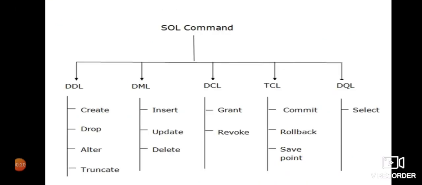In our previous topic, we discussed in detail what SQL commands are. What is SQL? It is a language used to create or manage databases. In SQL, we have five main categories of commands: data definition language, data manipulation language, data control language, transaction control language, and data query language. In yesterday's topics, we studied various commands under DDL, that is data definition language. Today we will study data manipulation language commands.